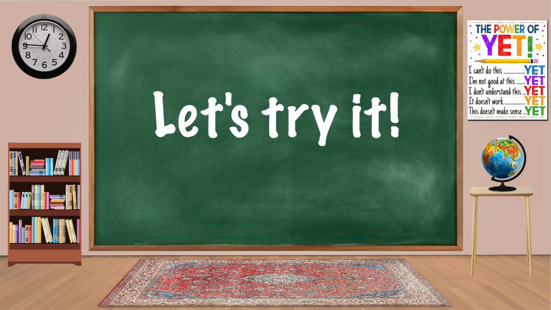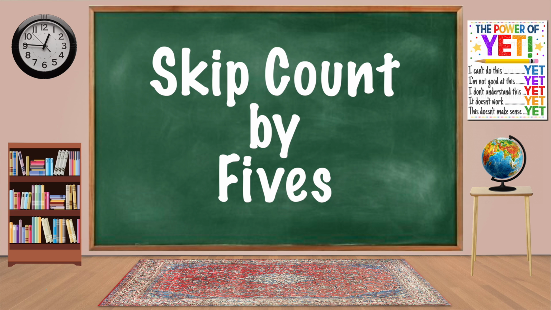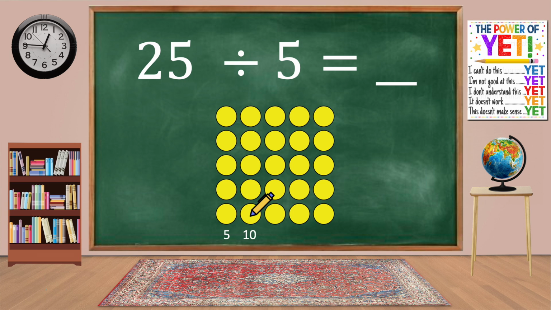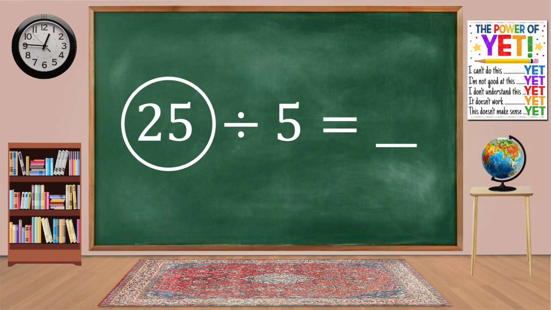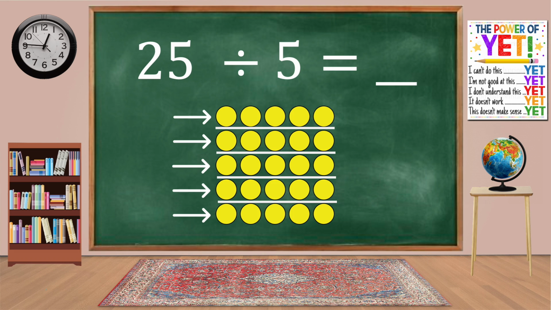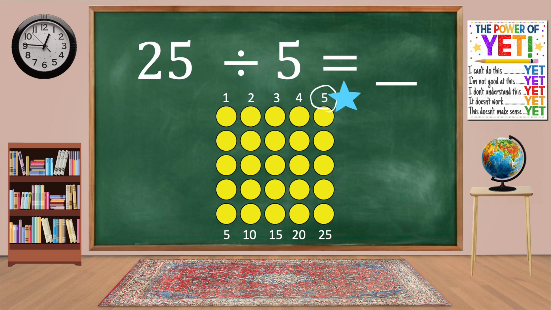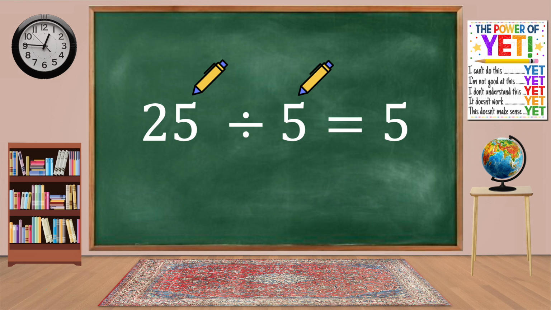Let's try it. We can skip count by 5s until we get to 25. 5, 10, 15, 20, 25. Let's count our columns. 1, 2, 3, 4, 5. 25 divided into 5 groups gives us 5 in each group. 25 divided by 5 equals 5.